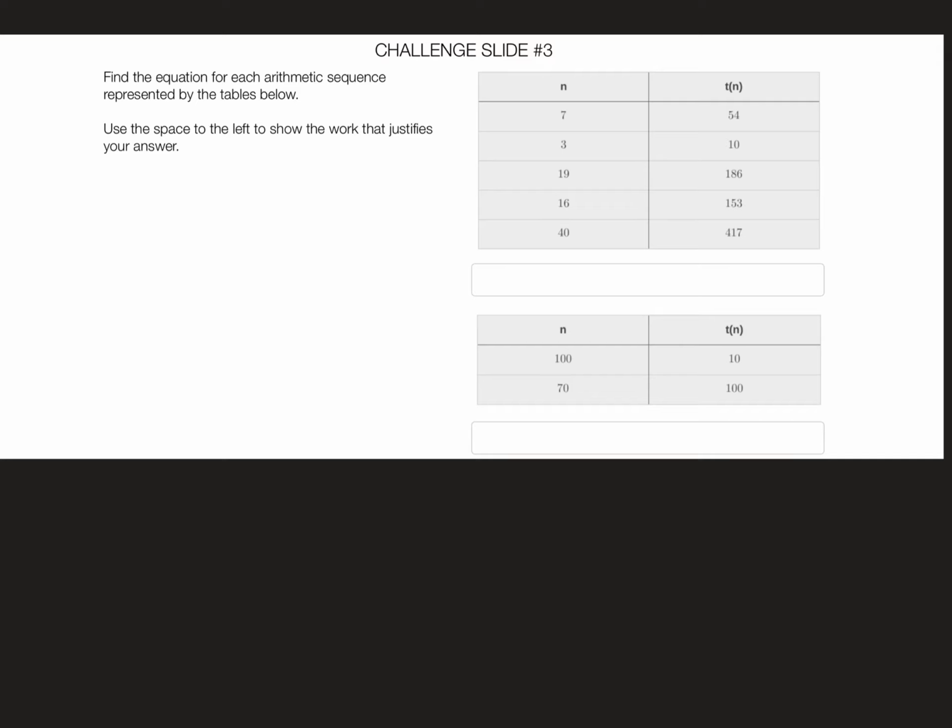So this challenge is actually two separate problems. So we'll look at this in two parts here. We'll look at this is the first problem. So this is number one. So let's talk about finding the sequence for that table.